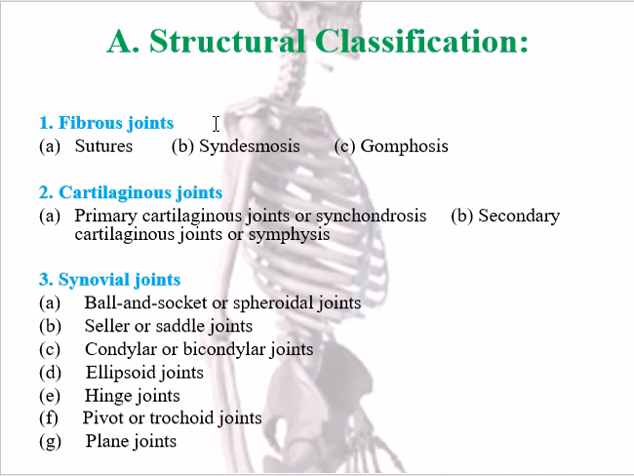Fibrous joints include sutures, syndesmosis, and gomphosis. Cartilaginous joints include primary cartilaginous or synchondrosis and secondary cartilaginous joint or symphysis. Third, synovial joints include ball and socket or spheroidal joints, sellar or saddle joints, condylar or bicondylar joints, ellipsoid joints, hinge joints, pivot or trochoid joints, and plane joints. Now we discuss in detail these types.